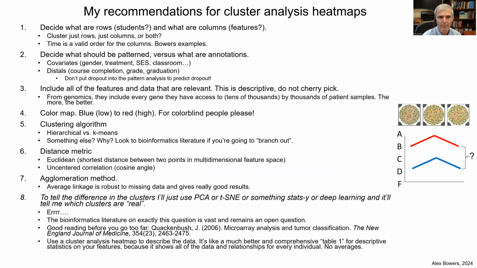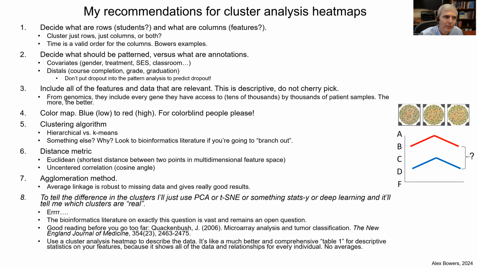First, number one, decide what are the rows. Are they going to be students? What are the columns? Are they features or variables? Do you want to cluster just the rows or just the columns? Perhaps both. But also note that for columns, time is a valid order. You can see a lot of my examples from my papers use time on the x-axis. So I don't cluster the x-axis. I only cluster rows, so people.